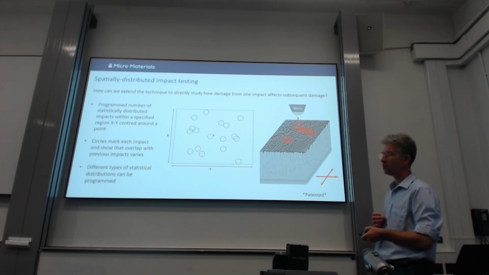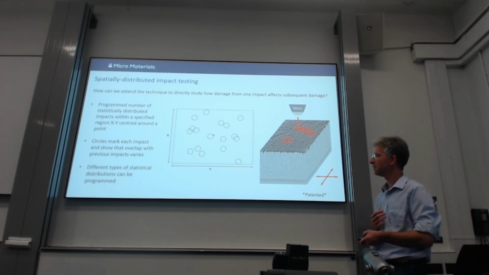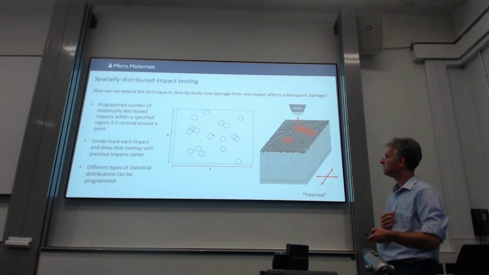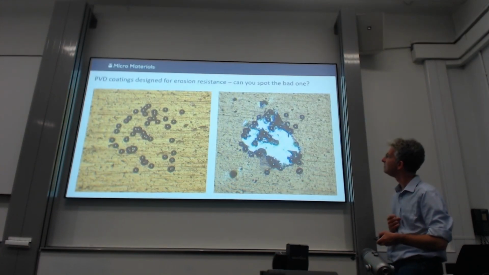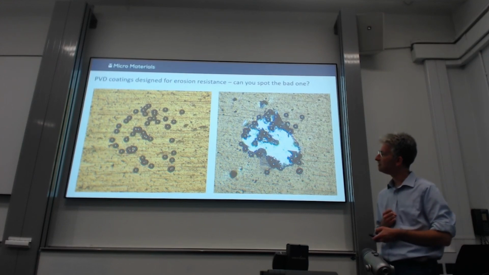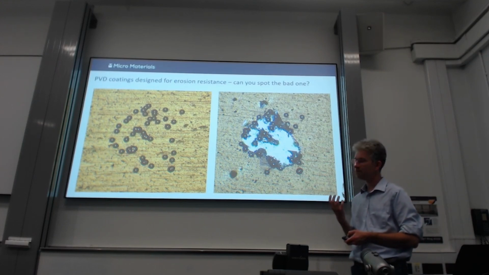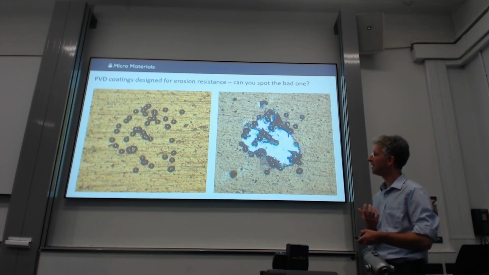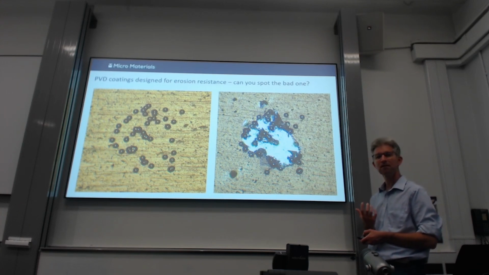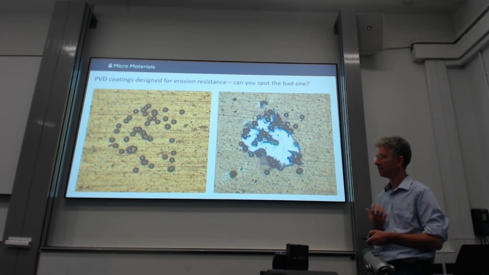So how much overlap you get depends on the conditions and things like that in the system you're looking at. So here's an example of some work that Andy did. This is for a hard coating system for a compressor, part of an engine, so not the hottest part, but nevertheless quite a hot part of the engine.